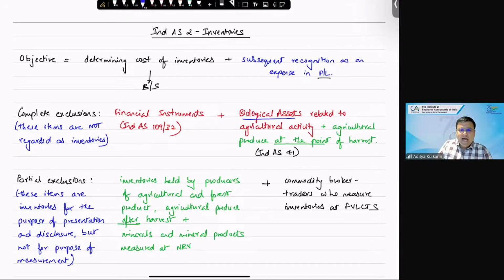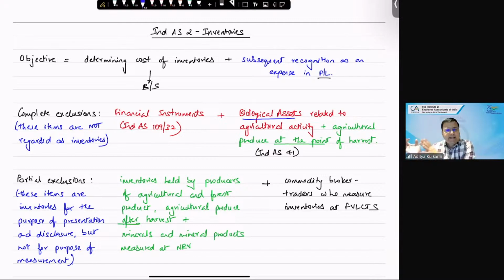So we have a very interesting standard which you will surely be studying at some point of time. That is your standard which deals with agriculture. So what is this agriculture, and why did I need a separate standard for the same? Your agriculture standard basically deals with measurement of agricultural related items like livestock and agricultural produce. That is what is covered under your agriculture standard, Ind AS 41.